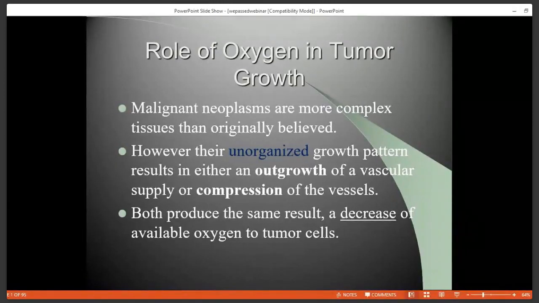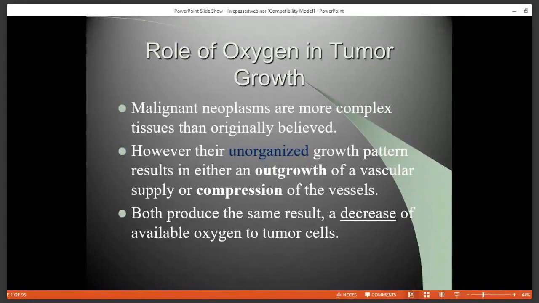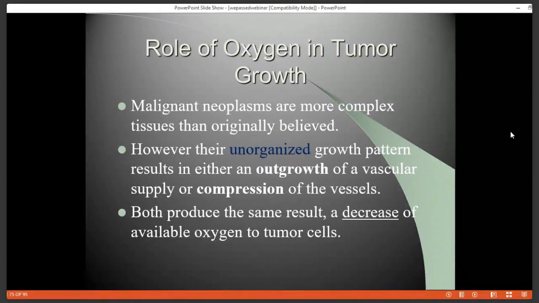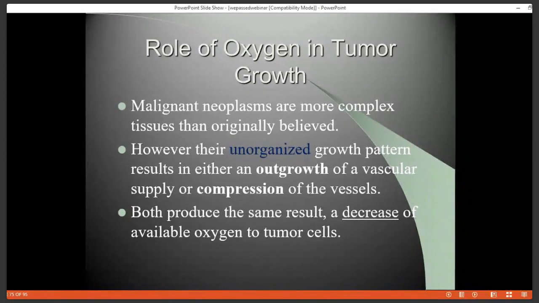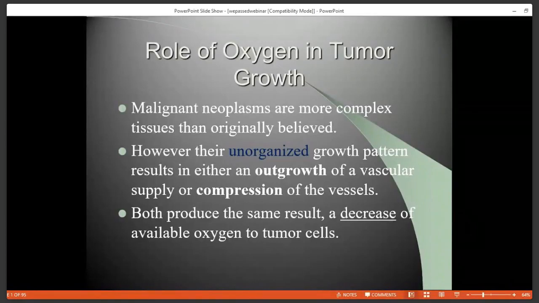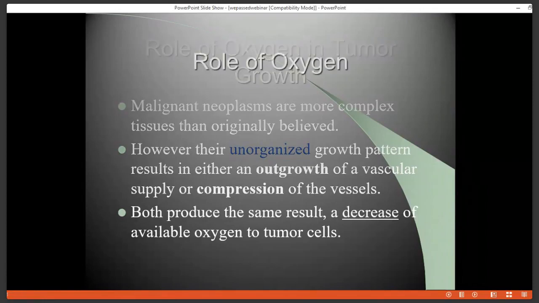What happens with both scenarios, whether you're outgrowing the vessel supply or compressing vessels, is that you're decreasing the available oxygen. So if the tumor cells remain viable, meaning they're still alive, but they're not getting oxygen, they become really hypoxic. And we said hypoxia refers to a high amount of radio resistance in these cells, meaning that we would need a higher dose of radiation to take care of these hypoxic cells because they're lacking oxygen.